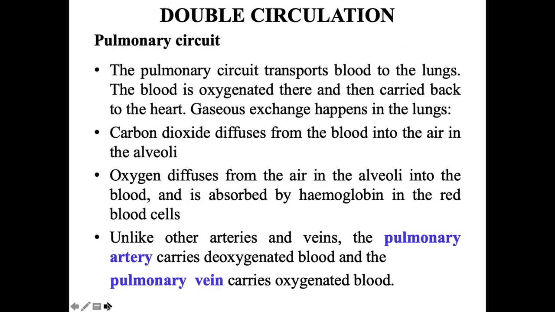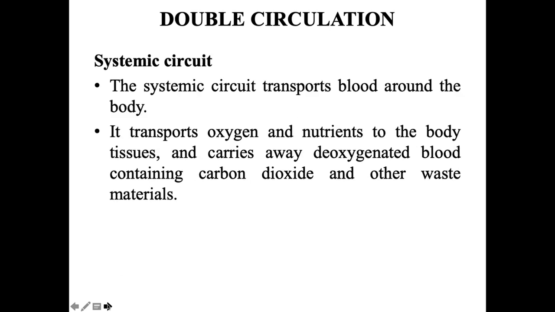Pulmonary circuit. The pulmonary circuit transports blood to the lungs. The blood is oxygenated there and then carried back to the heart. Gaseous exchange happens in the lungs. Carbon dioxide diffuses from the blood into the air in the alveoli. Oxygen diffuses from the air in the alveoli into the blood and is absorbed by the hemoglobin in the RBC. Unlike other arteries and veins, the pulmonary artery carries deoxygenated blood and the pulmonary vein carries oxygenated blood.